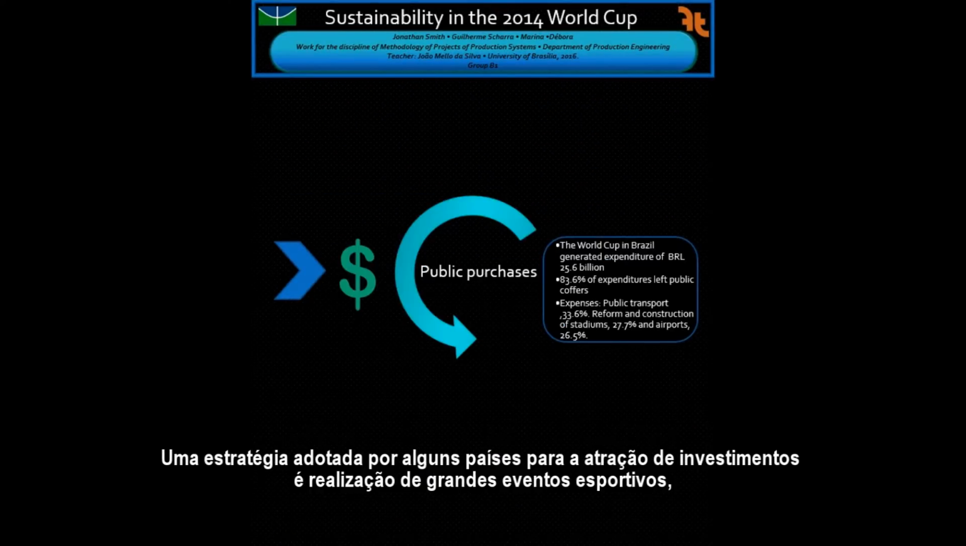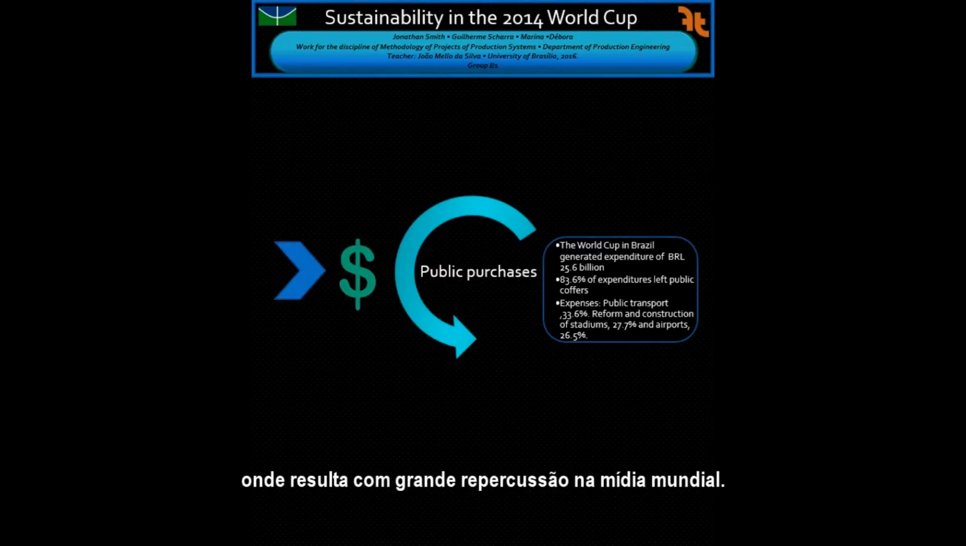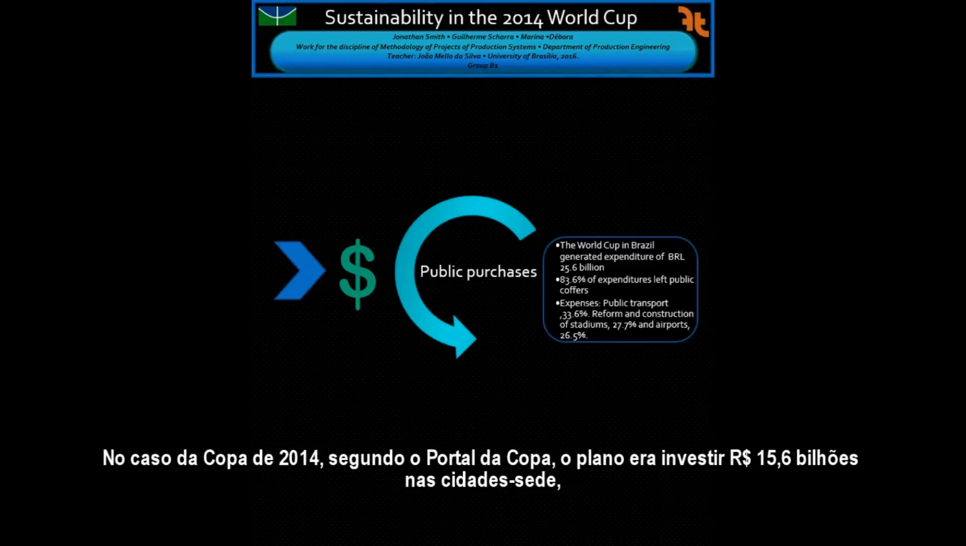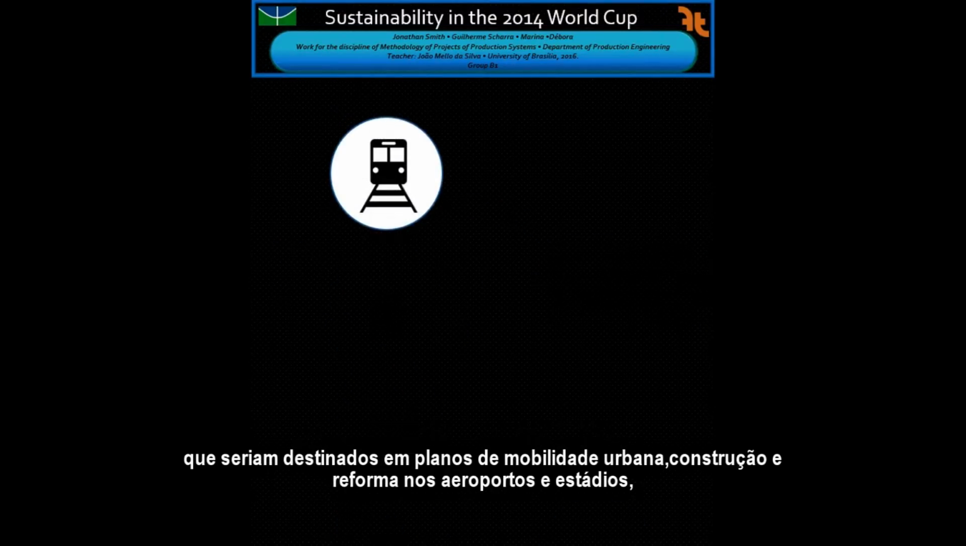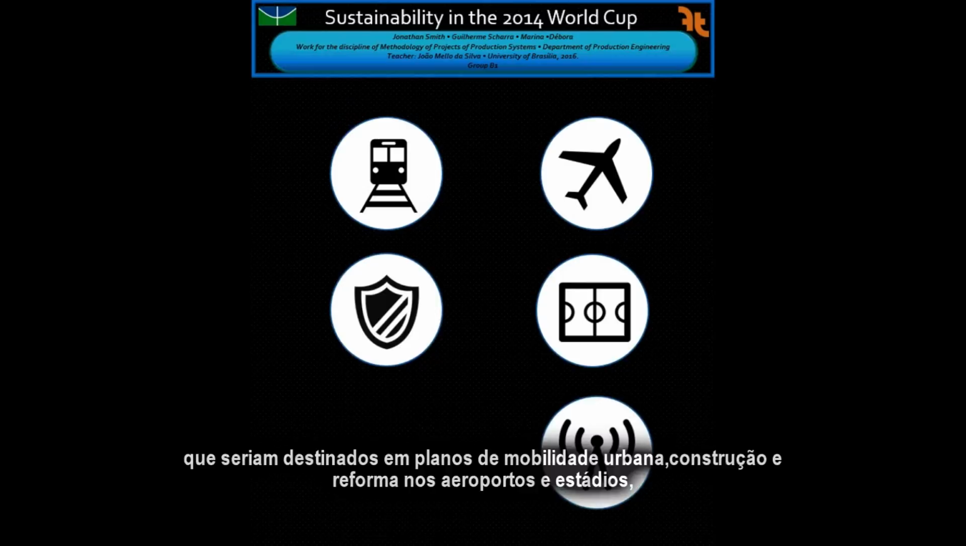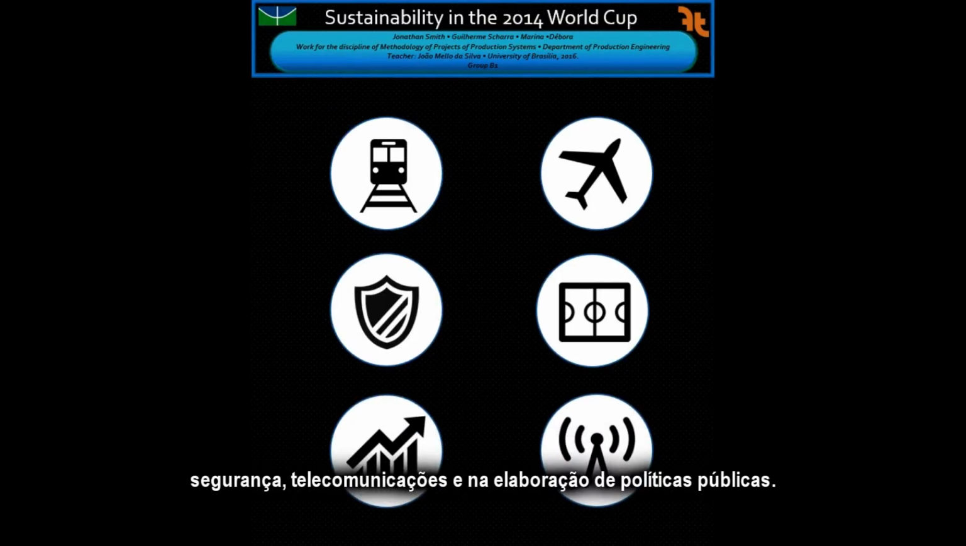A strategy adopted by some countries to attract investment is to hold major sporting events that have great repercussions in the world media. It is a great opportunity to increase infrastructure, anticipating works and interventions that were necessary even without the event. In the case of the 2014 World Cup, according to the Copa Portal, the plan was to invest 50.6 billion in the host cities, which would be destined to urban mobility, construction and renovation plans in airports and stadiums, security, telecommunications, and development.